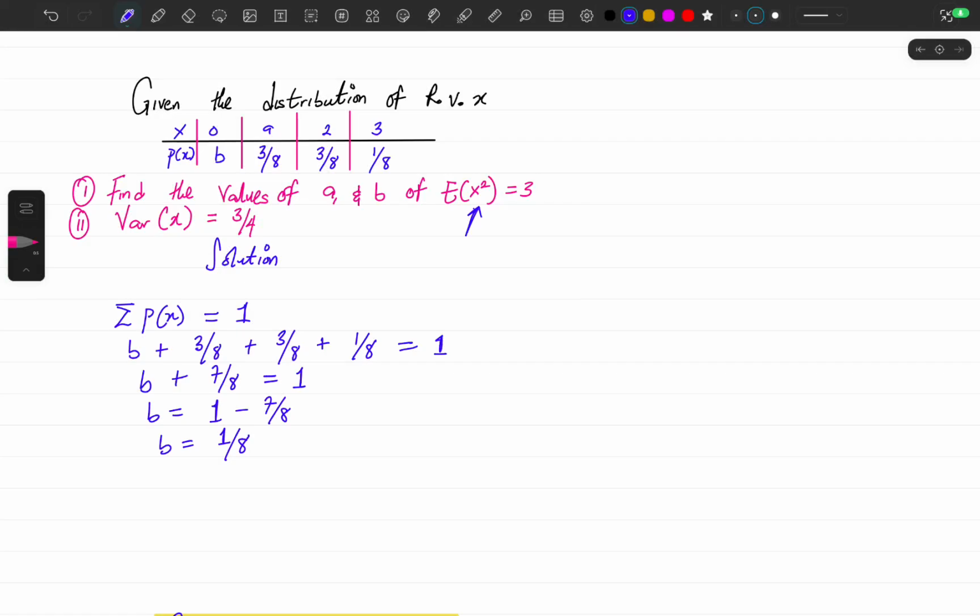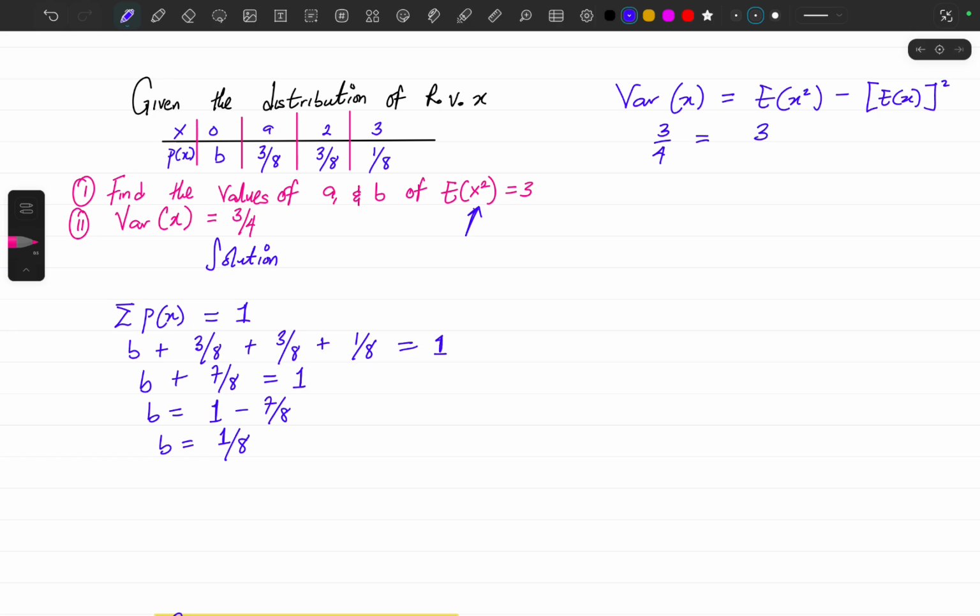Values. Okay, so if your values are out, we need to get it all in. We want to know that the variance of x equals the expected value of x squared minus the expected value, all squared. Okay, so you know that this value is 3/4, and that equals this guy, which is equal to 3.